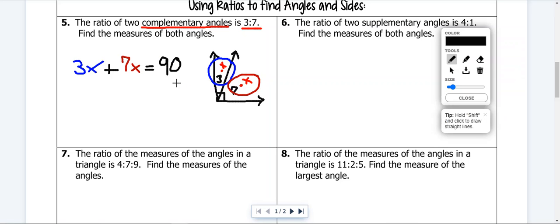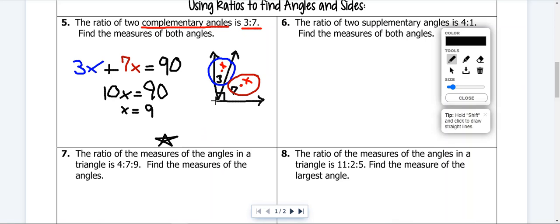And that, of course, is going to allow us to solve for our measures. All I have to do now is combine like terms. 3 plus 7 gives me a lovely and even 10x, which is equal to 90 degrees. Of course, x is equal to 9.